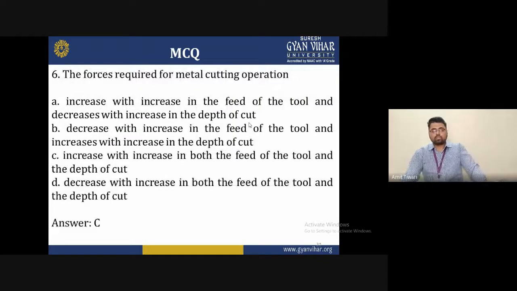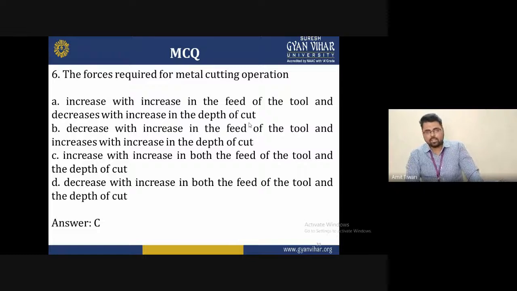The next question is: the forces required for the metal cutting operation are as follows. The options are: A, increase with increasing feed of the tool and decrease with increasing depth of cut. That means what forces we require for the metal cutting. First option is this. Second, B, is decreasing with increasing feed of the tool and increasing with increasing depth of cut.